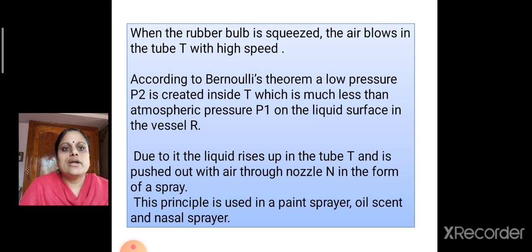That is, when the rubber bulb of this spray tube is squeezed, the air blows in the tube with a high speed. According to Bernoulli's theorem, low pressure is created inside the tube which is much lesser than the atmospheric pressure on the liquid surface in the vessel. Due to this, the liquid rises up in the tube and is pushed out with air through the nozzle in the form of a spray. This principle is used in paint sprayers, oil scent and nasal sprayers.